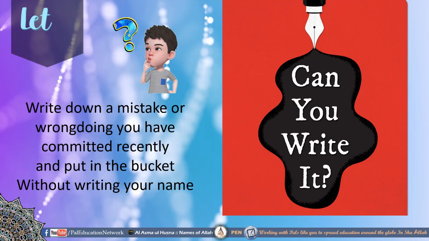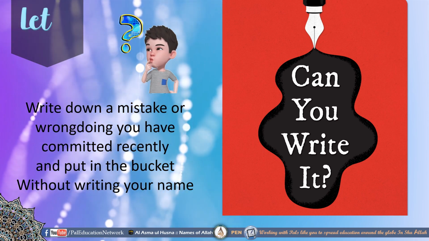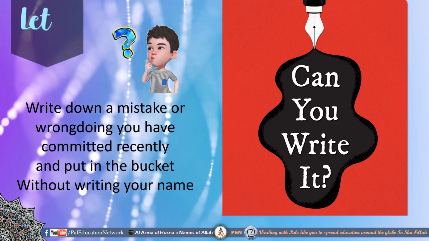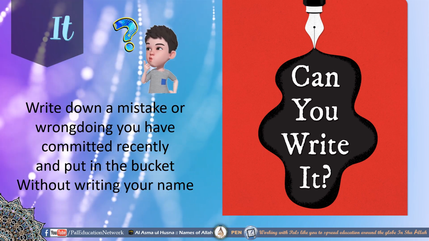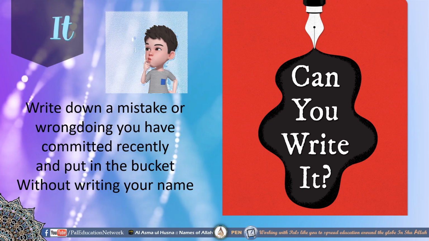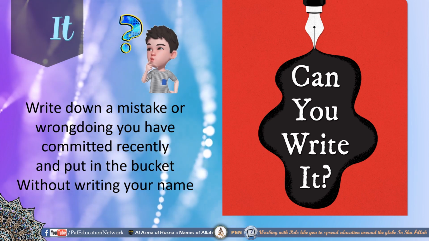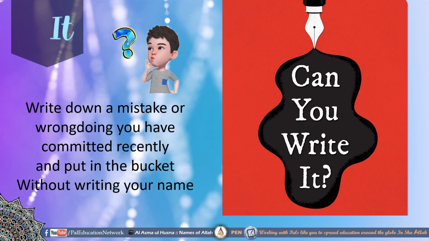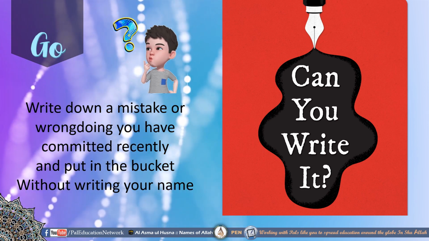So we are now going to do an activity. I want every one of you to think. Take a pause, just think for a few seconds. Write down a mistake or wrongdoing you have committed recently, and you will be putting it inside this bucket without writing your name. Think about anything that comes to your mind, like on the day of judgment, oh my God, I did this, nobody knows about it, but you know, I know, like Allah says. You need to think about the biggest mistake that you might have ever done, the worst of the mistakes.